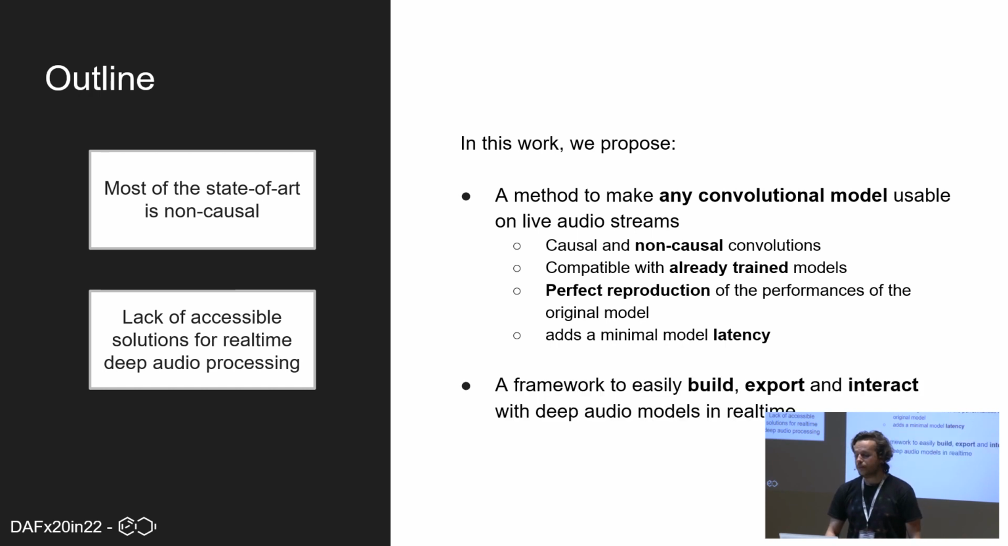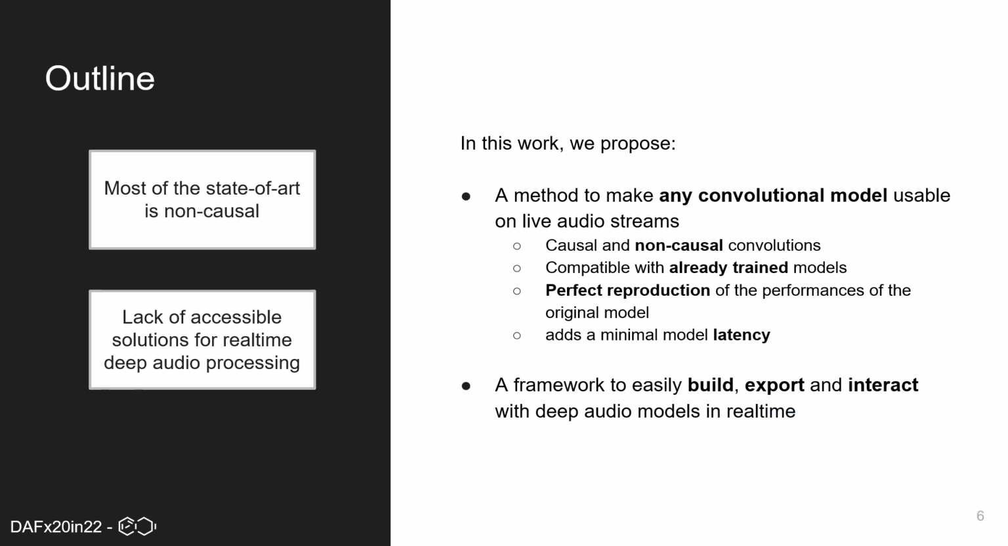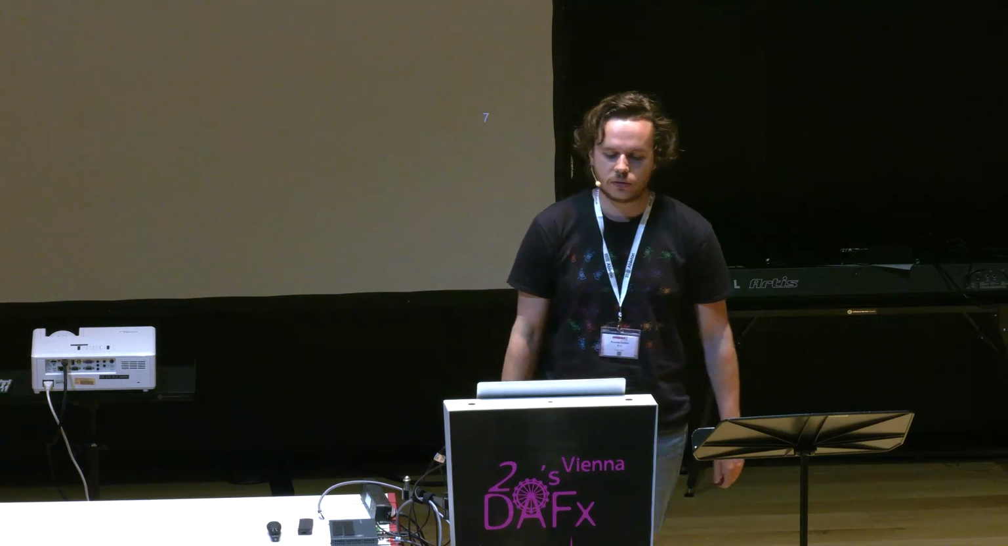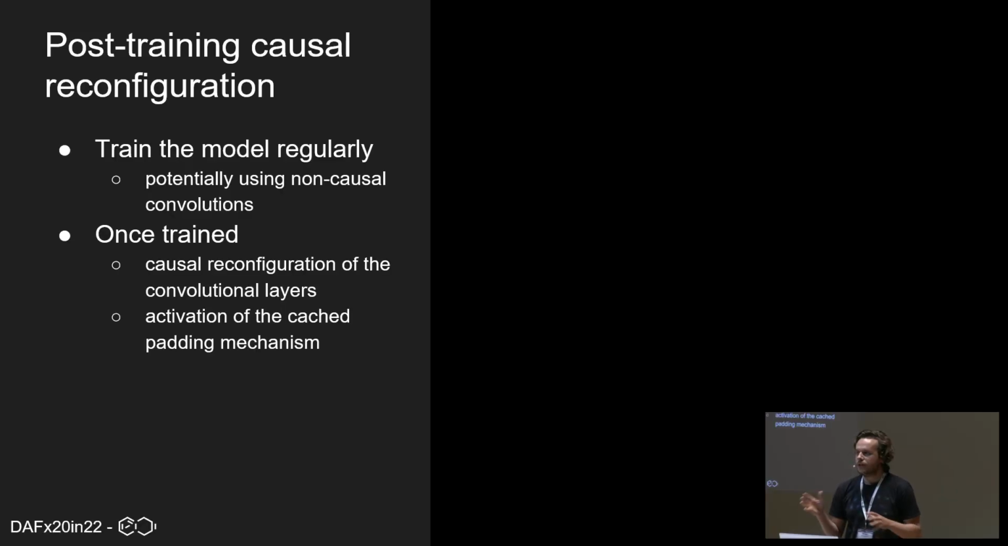In addition to that, we propose a framework to easily build, export, and interact with deep audio models in real time using the PyTorch framework. So our main idea to allow the use of non-causal models on audio streams is post-training causal reconfiguration. You start by taking the original model, either causal or non-causal, and you train it regularly using its original training strategy. Once the model is trained, you reconfigure each convolutional layer to only use causal padding, and enable the cache padding mechanism in order to allow the resuming of operation in between buffers.